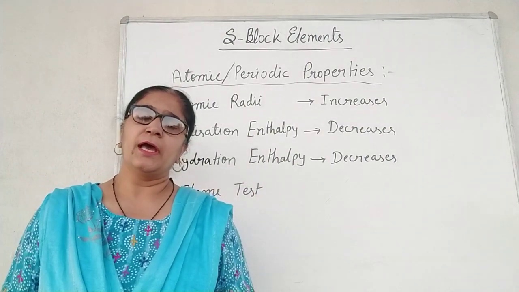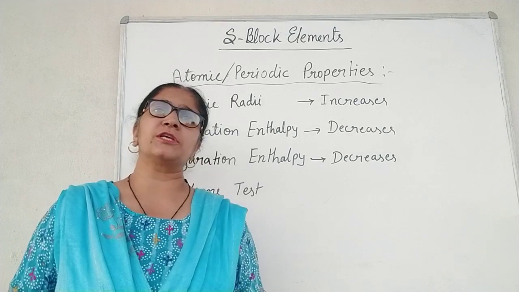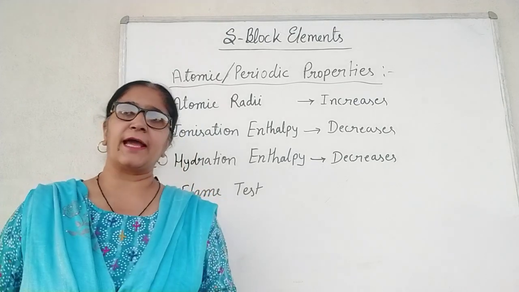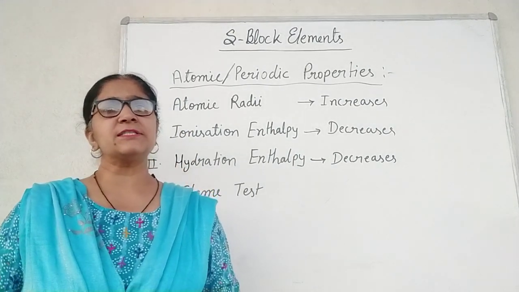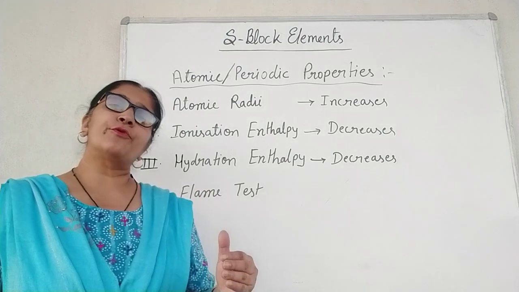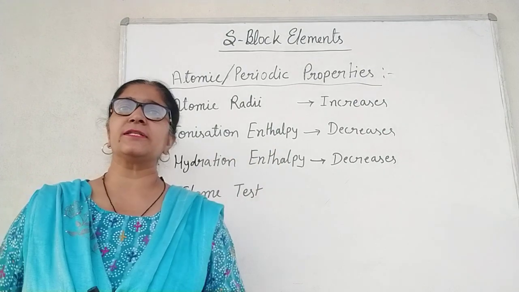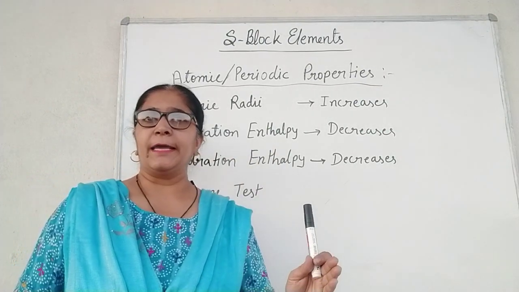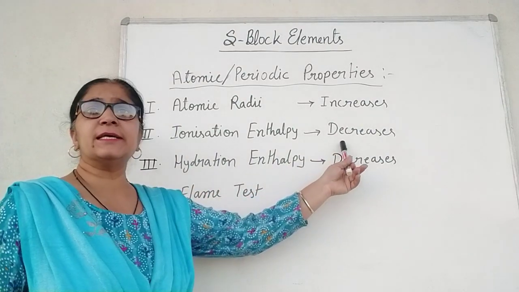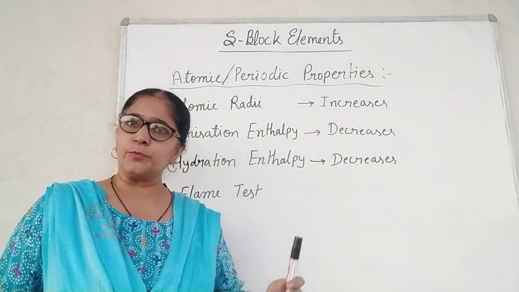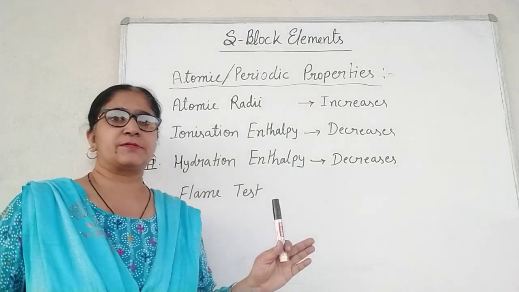Recall, ionization enthalpy is defined as the energy required to remove the outermost electron from an isolated gas phase atom. Since the valence electrons are significantly shielded from the nuclear charge, the ionization enthalpies of the alkali metals are relatively low. In general, ionization enthalpy decreases down a group, and the alkali metals are no exception.